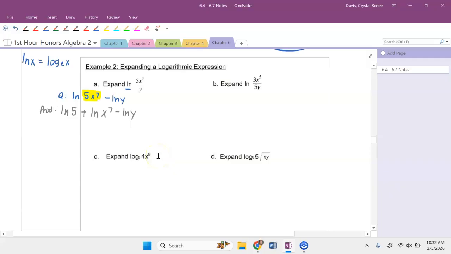Now we're still not done because now we can use the power property, which would help us break this up. So natural log of 5 plus 7 times natural log of x minus natural log of y. And that right there is our final answer. We've expanded it as far as we can go. You're done when you can't expand it any further.